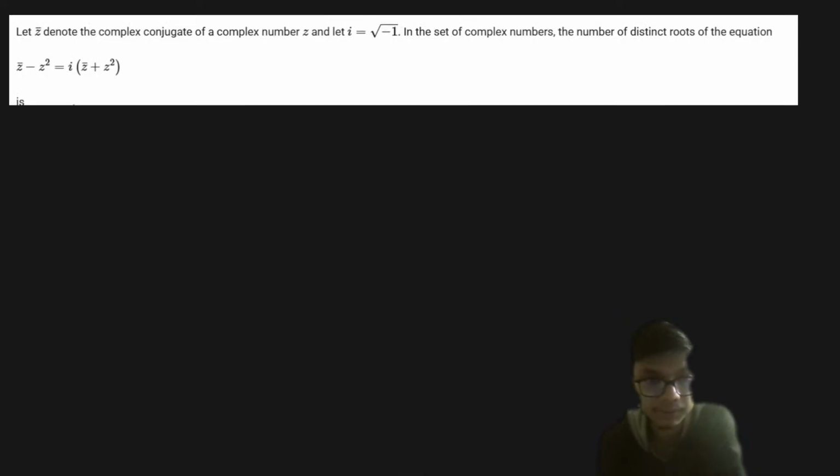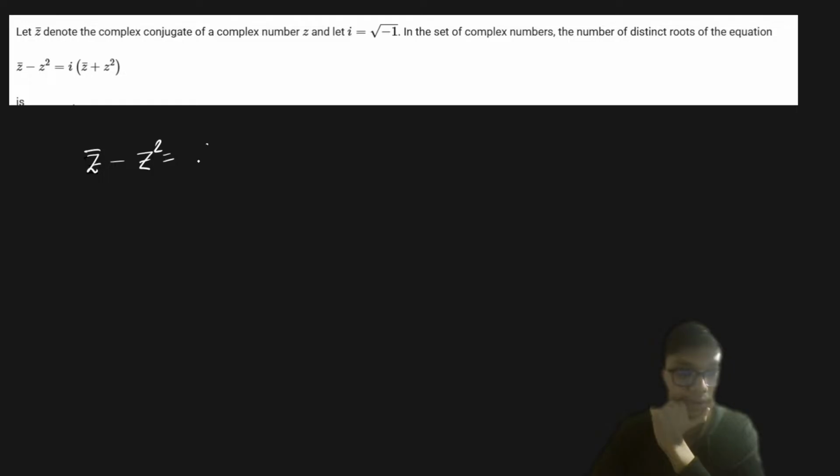All right, so let's move to the next problem then. The next problem is another very interesting problem. It says that z̄ denotes the conjugate of a complex number z, and iota is denoted by i. And in the set of complex numbers, we need the number of distinct roots of the equation mentioned here. The equation is z̄ − z² equals i times (z̄ + z²).